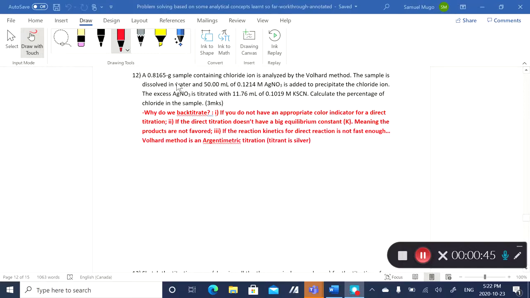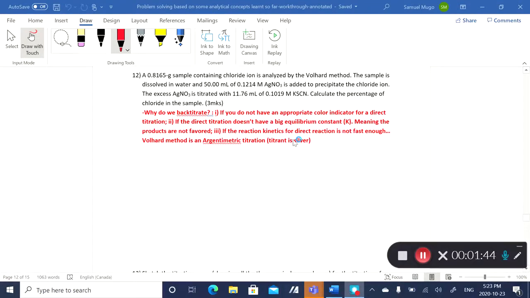So let's look at question number 12, which is not very different from what we had solved earlier regarding back titration. The back titration we are talking about is a Volhard method, which I've covered in previous lectures. Remember, we back titrate for a couple of reasons, such as if you do not have an appropriate color indicator for a direct titration. Also, if you have a direct titration reaction that doesn't have a very big equilibrium constant, meaning that the products are not favored, then you need to do a back titration.